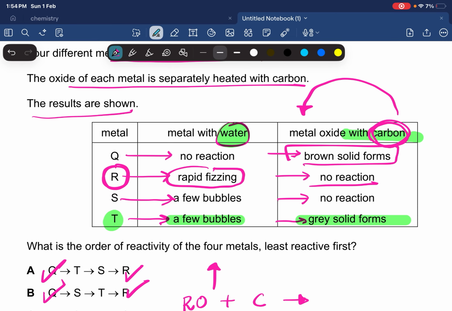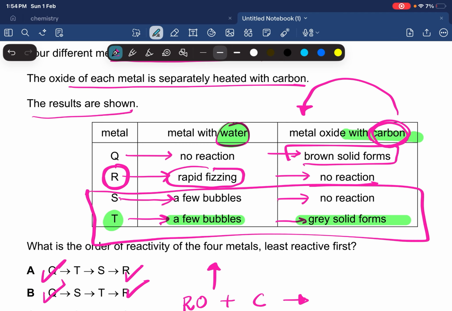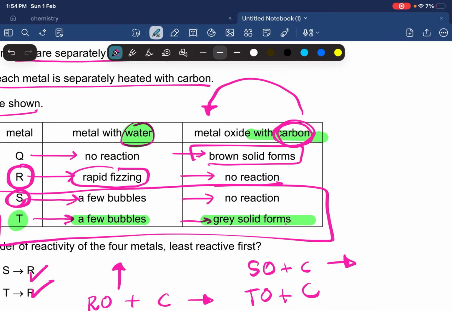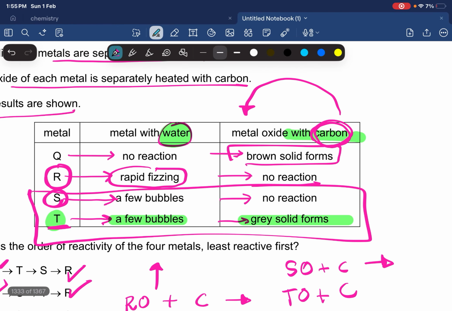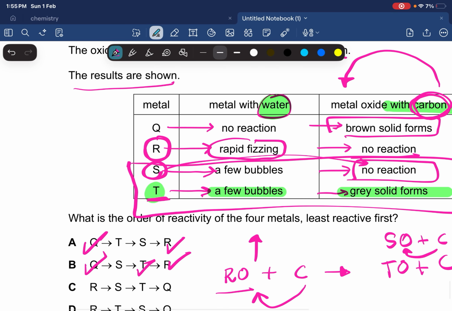Now we're just going to decide for T and S. Look, S and T, right? SO and TO both react with carbon, and over here, a gray solid forms. For TO, the oxide of T reacts with carbon to form a gray solid. That means carbon can displace it. That means T is less reactive. For S, carbon cannot displace it, so there is no reaction. So T is more reactive, S is less reactive.